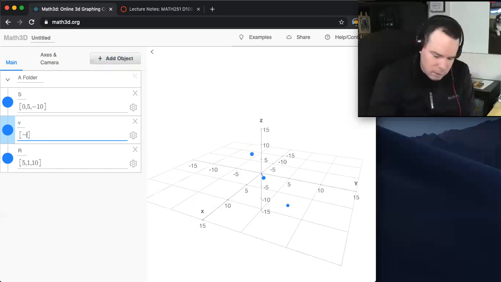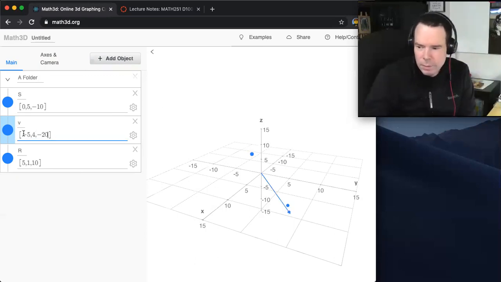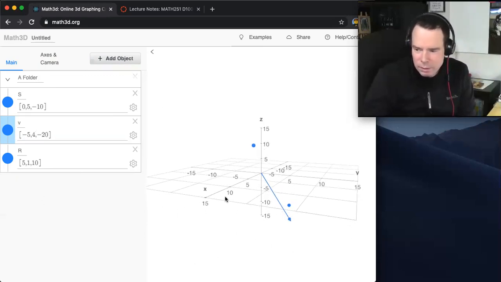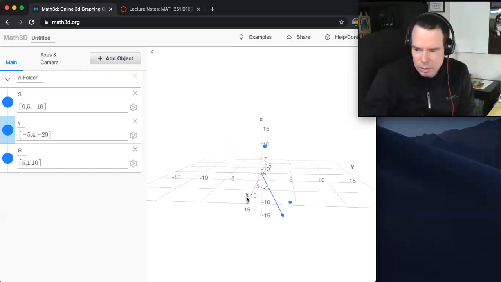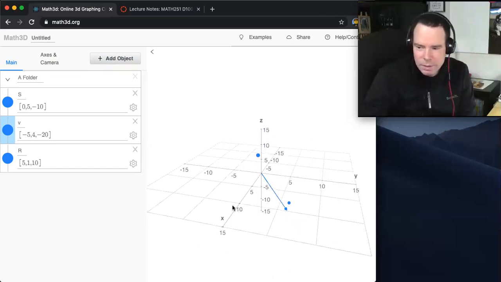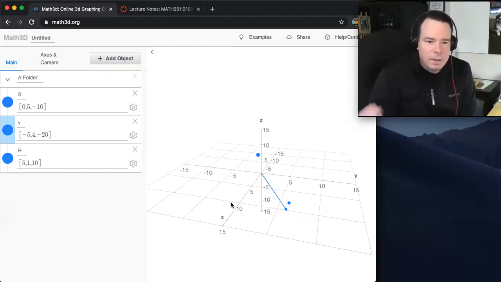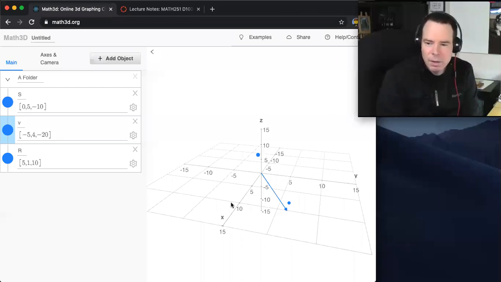And it's negative 5, 4, and negative 20. And you'll notice that when I plot it, it started from the origin. The reason it started from the origin is because vectors don't have an attachment to a particular point. Vectors are just a magnitude and a direction, so they're free to be positioned wherever we want as long as they point in a particular direction and have a certain length.